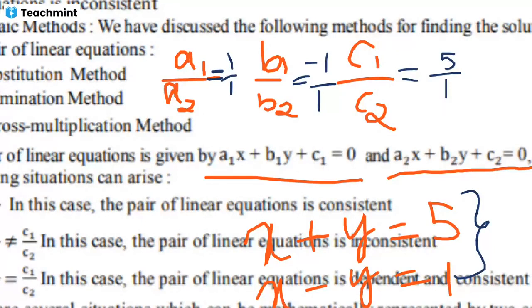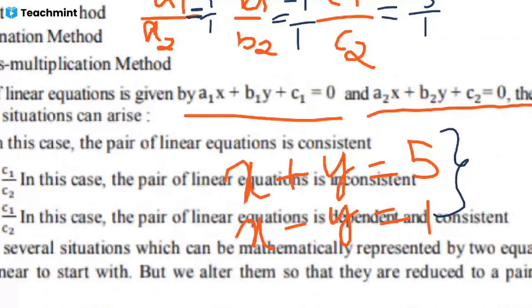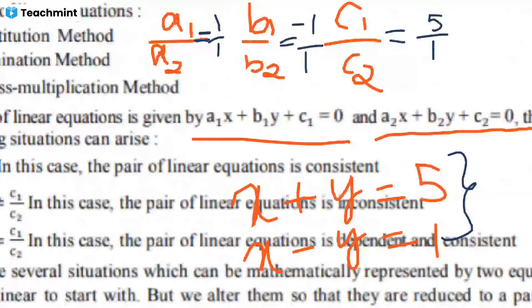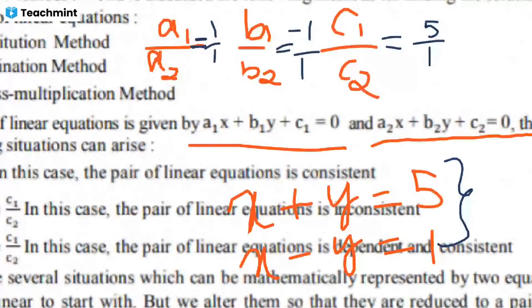Already you have got the solution for these equations. X value 3 has come, Y value 2 has come. You have got the solution, a unique solution. Then these equations are having a unique solution. So unique solution means here A1 by A2 will not be equal to B1 by B2. If they are not equal, they are having a unique solution.